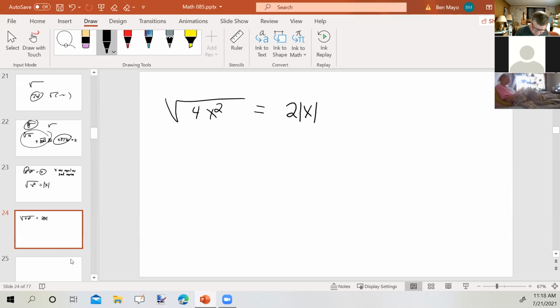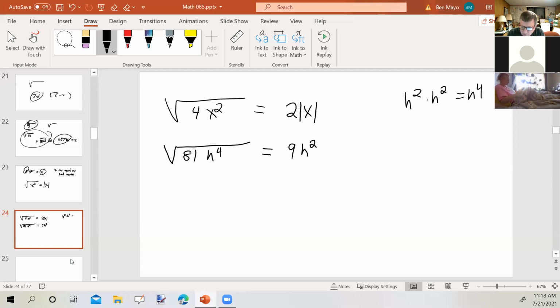All right. How about this? The square root of 81h to the 4th power. What would that be? What's the square root of 81? What times what is 81? 9. Okay. What's the square root of h to the 4th? What times itself is h to the 4th? H squared. Because h squared times h squared is h to the 4th power. So the square root of h to the 4th power is h squared.